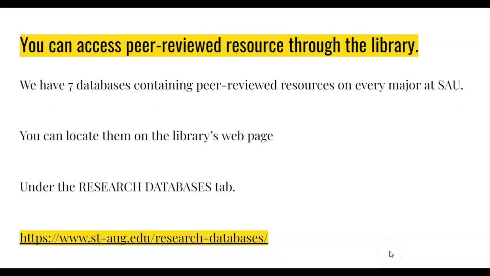You can access peer-reviewed resources through the library. We have 7 databases containing peer-reviewed resources on every major here at SAU. You can locate them on the library's webpage under the Research Database tab or the link in the presentation. Again, we will add this to the description and you can click on it from there.